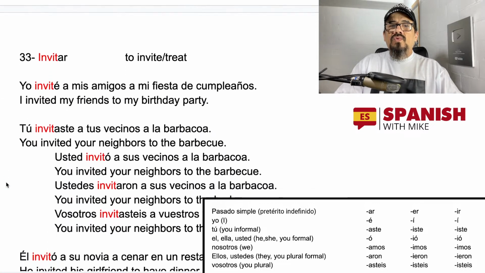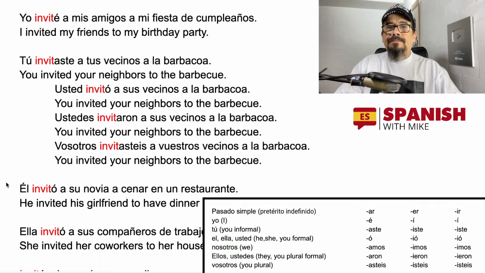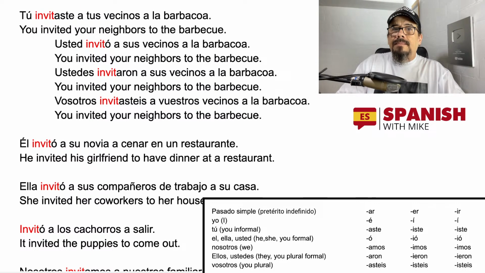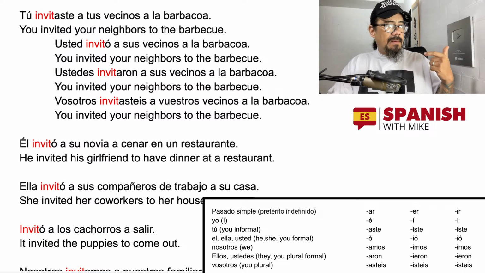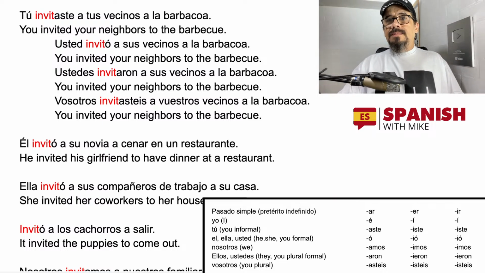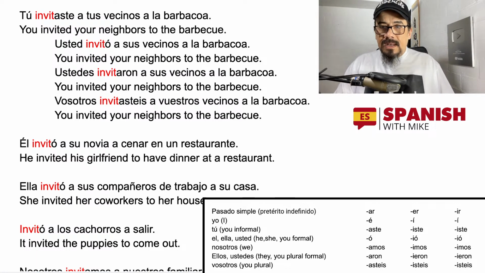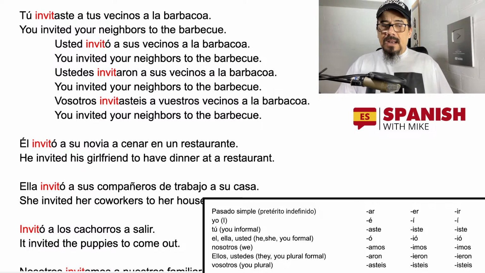Let's move to verb number 33. Invitar, to invite or to treat. Yo invité a mis amigos a mi fiesta de cumpleaños. I invited my friends to my birthday party. Tú invitaste a tus vecinos a la barbacoa. You invited your neighbors to the barbecue. Singular, informal, close relationships. Usted invitó a sus vecinos a la barbacoa. Singular, formal. Ustedes invitaron a sus vecinos a la barbacoa. Plural. Vosotros invitasteis a vuestros vecinos a la barbacoa.